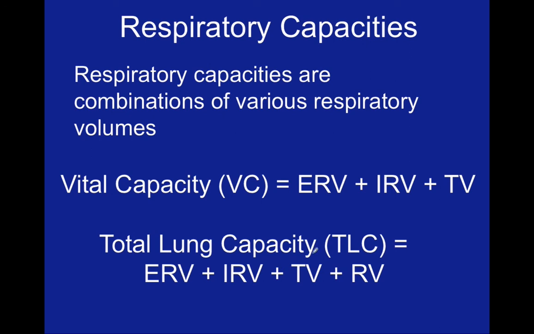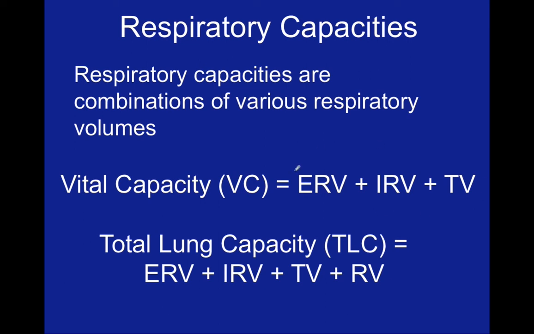Now we'll also see that there are 3 other capacities. Again, all of the capacities are just various combinations of the respiratory volumes. The vital capacity specifically, abbreviated as VC, accounts for all of the air that can come in and out of our lungs. Therefore, we'll calculate this capacity by adding up the expiratory reserve volume, the inspiratory reserve volume, and the tidal volume. This essentially accounts for all of the volumes with the exception of the residual volume.